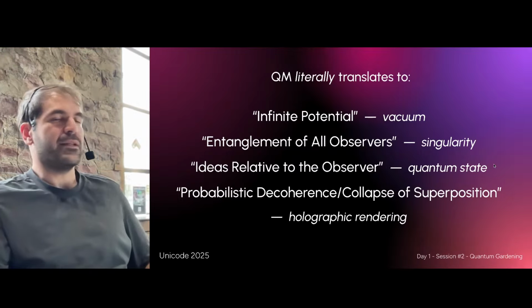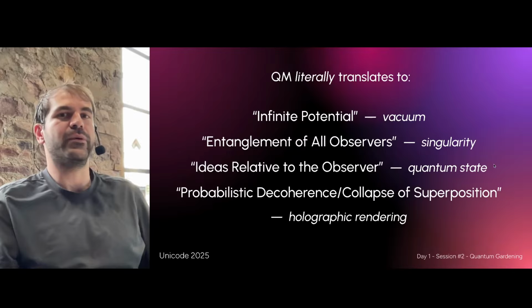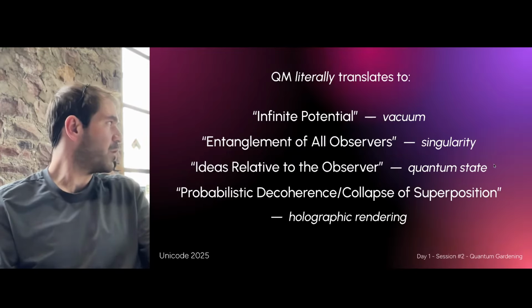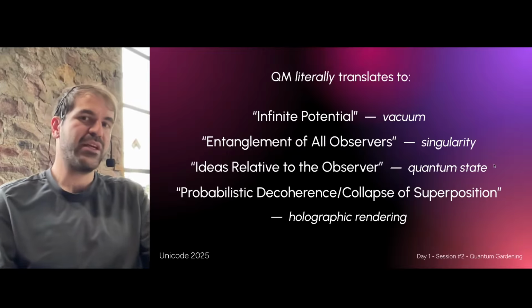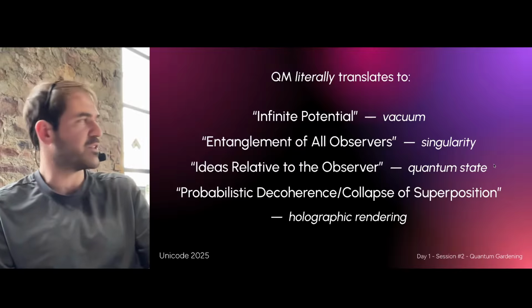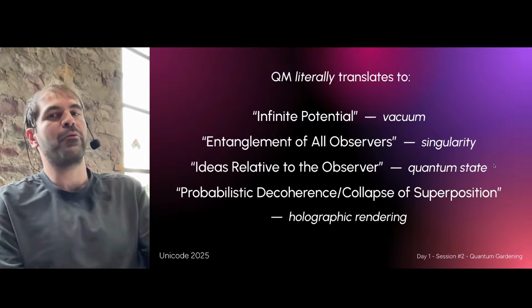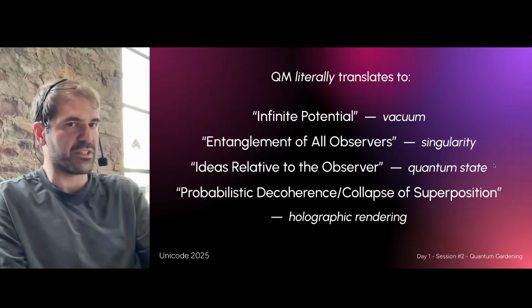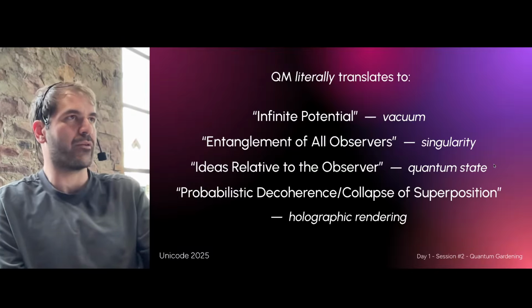Quantum mechanics literally translates to infinite potential, the vacuum, the entanglement of all observers, the singularity, ideas relative to the observer, its quantum state, and probabilistic decoherence / collapse of superposition, which is holographic rendering.